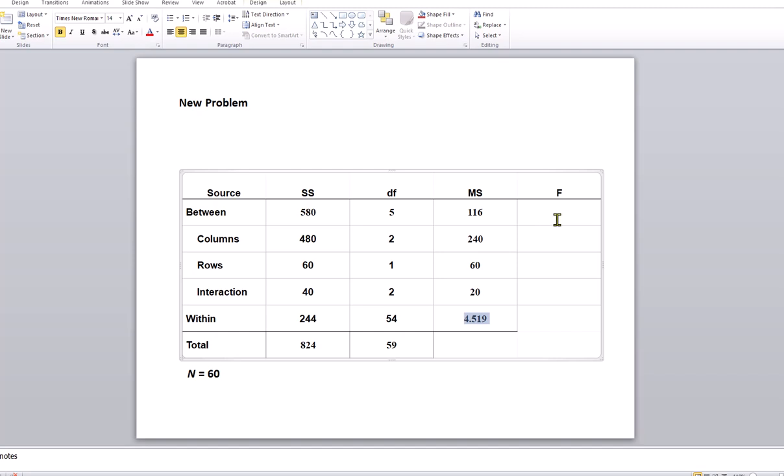The between groups is the one-way ANOVA. That just tells us whether there's a difference in there somewhere. And 116 divided by 4.519 gives us 25.669. I don't even have to look up the critical value to know that that is significant. I will look up critical values later, but not on this problem. 240 divided by 4.519 gives us 53.109. 60 divided by 4.519 gives us 13.277. And then 20 divided by 4.519 gives us 4.426. So that completes this set of fill in the blanks.